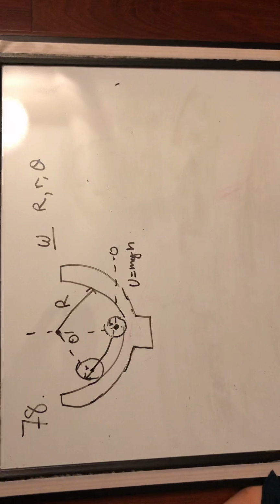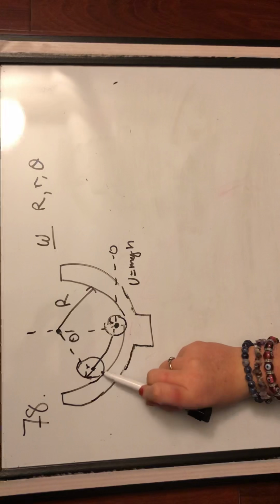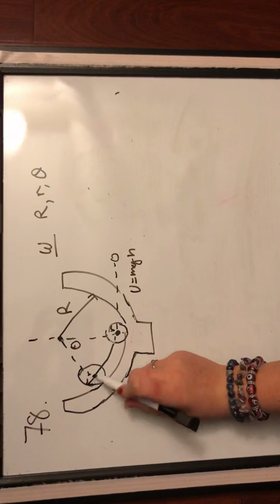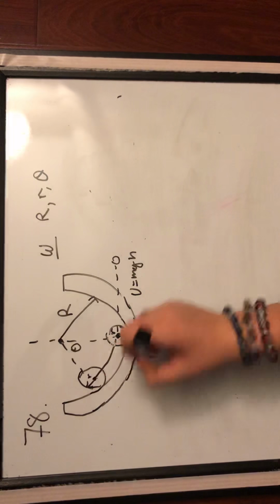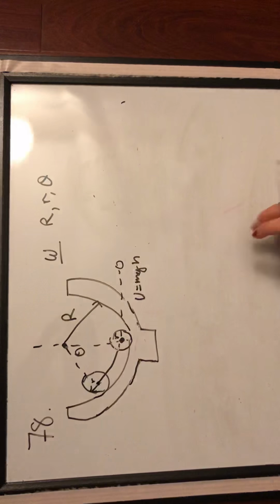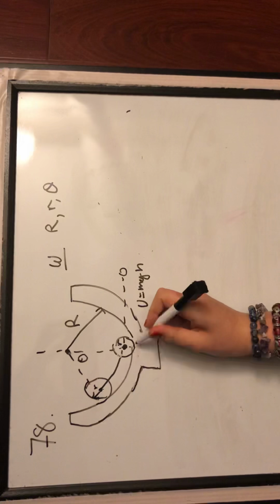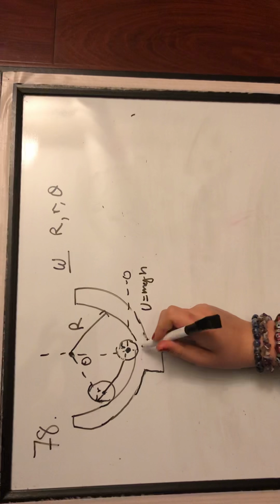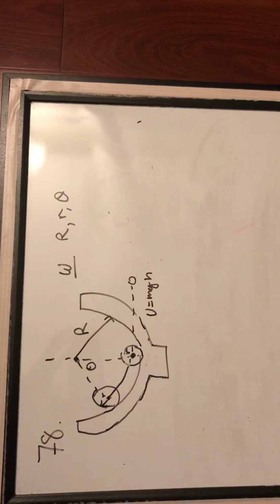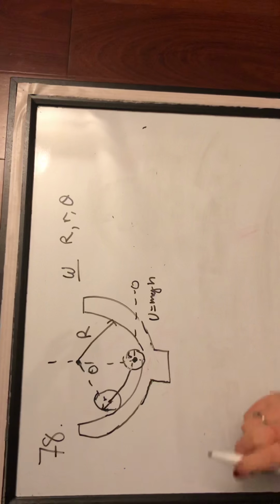Okay, so we're gonna start with problem number 78, where we have a sphere with little radius r rolling around a hemisphere with big radius R. And we're trying to find its rotational speed at the bottom of the hemisphere, or its omega. So the way we're gonna approach this problem is with conservation of energy.